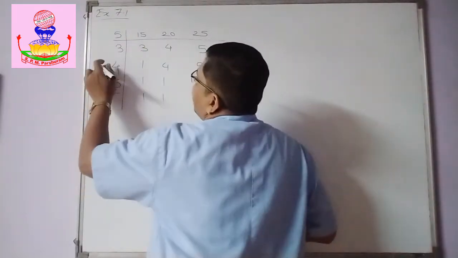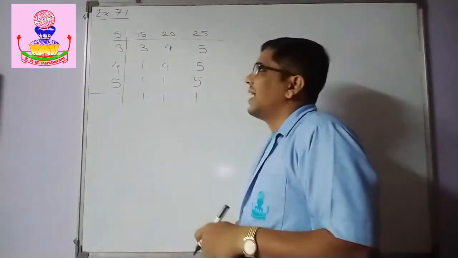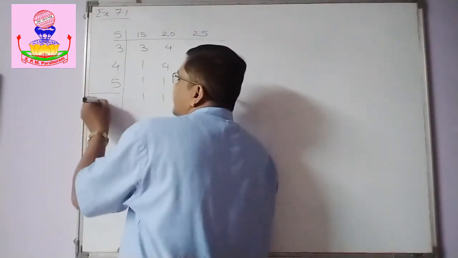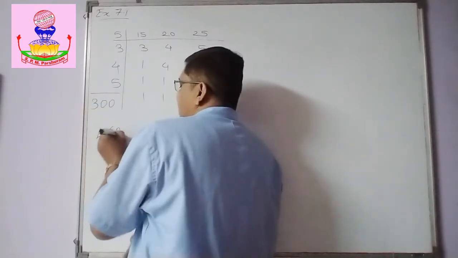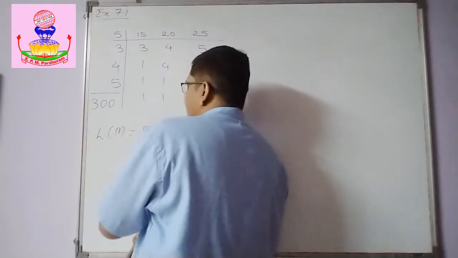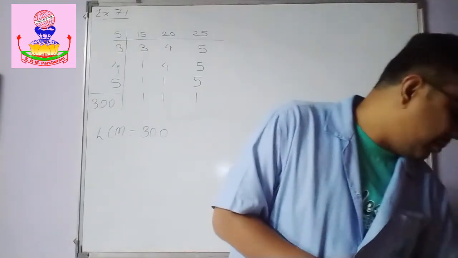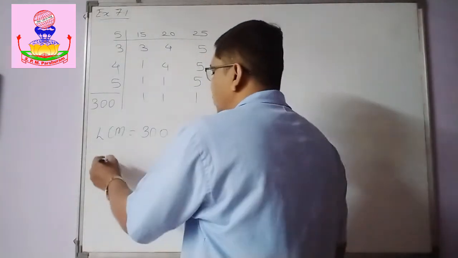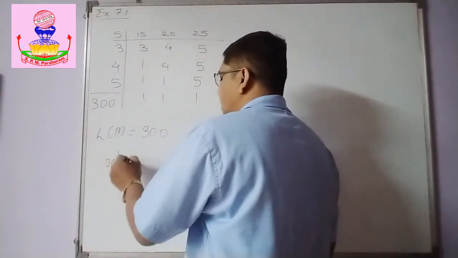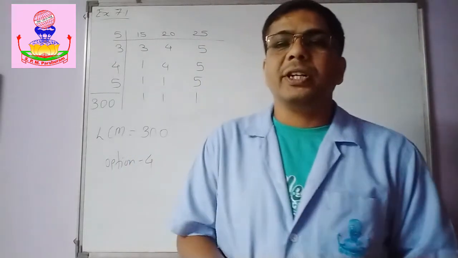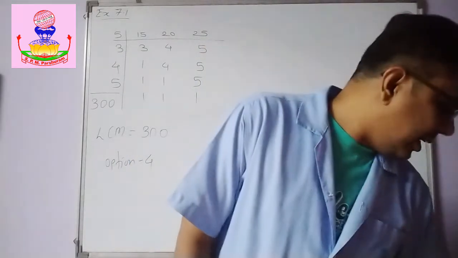So 5 4s are 20, 20 3s are 60 and 60 5s are 300. So the LCM is 300. What is the LCM? 300. That is the required answer, that is, it can fit 300 bottles. So option number 4. Okay, now let's move to the next example.